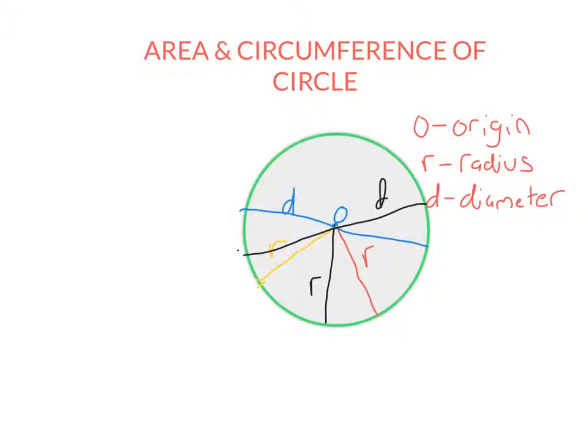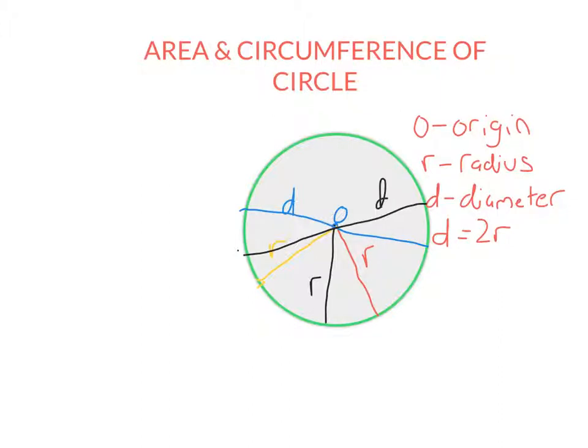So the radius is only from the center of the circle to one side of the circle. The diameter is from one side of the circle to the other. So the diameter is twice the radius. If the radius of the circle was 5 centimeters, the diameter would be 10 centimeters. If the radius was 200 meters, then the diameter would be 400 meters. So the diameter is always double the radius in any circle.